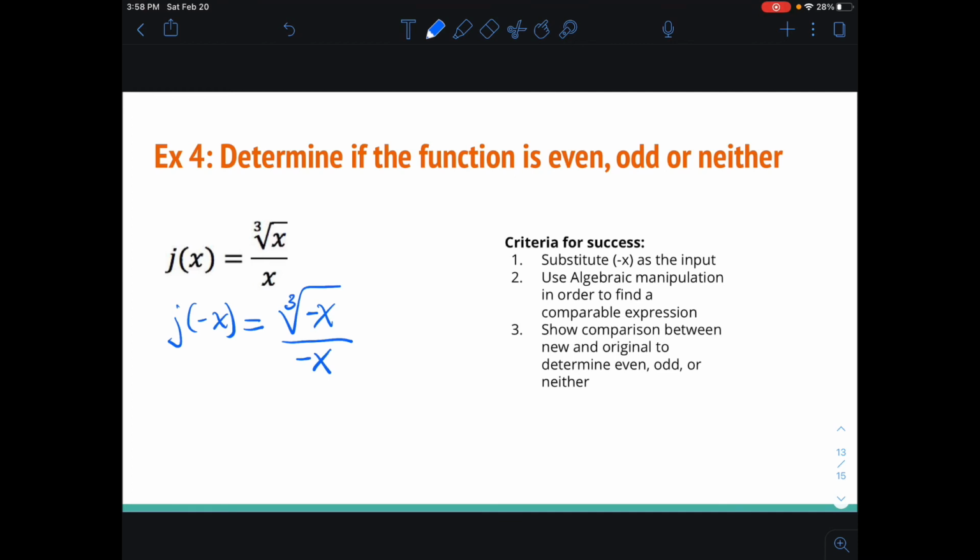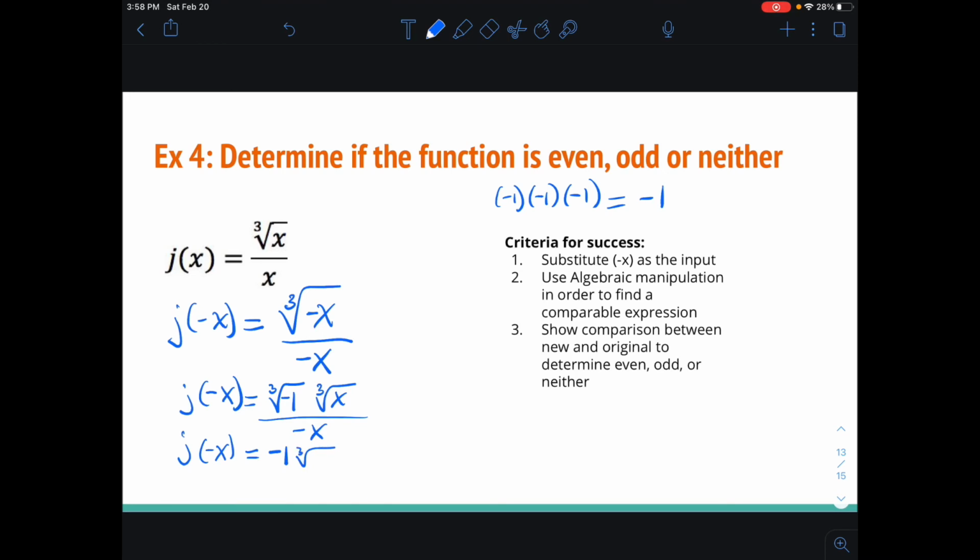I know that inside the radical, we have a negative 1 times x. Now, you don't have to necessarily write it out the way I am, but I want to show you what that means. That's the cube root of negative 1 times the cube root of x. For the cube root of negative 1, we want to ask: is there a number times itself 3 times that will give us negative 1? And it's negative 1. Negative 1 times negative 1 times negative 1 is negative 1. So j of the opposite of x is negative 1 times the cube root of x over negative x.